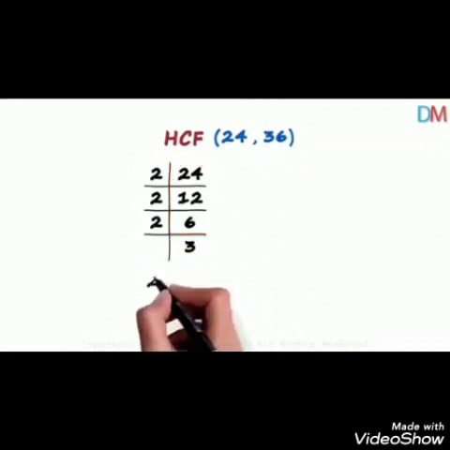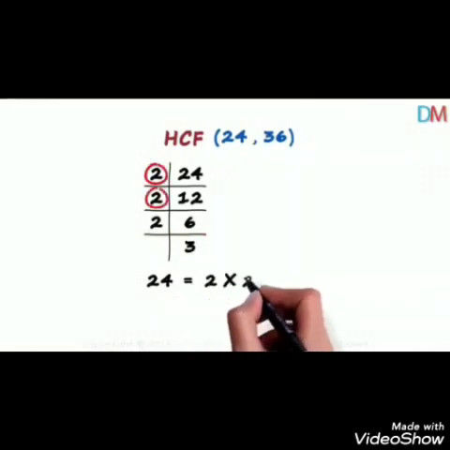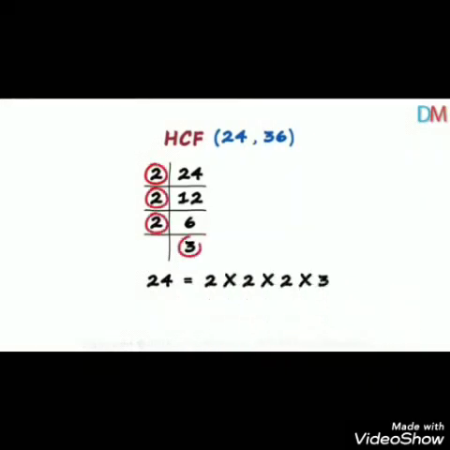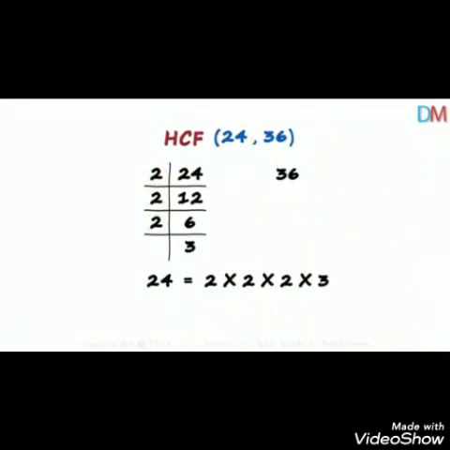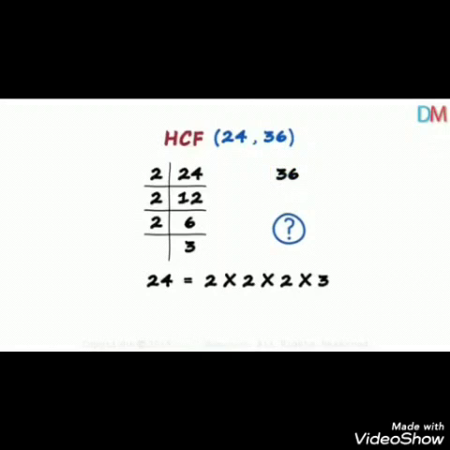This method is also called the L method. So you can note down all the prime factors received in the L shape. So 24 can be written as 2 multiply 2 multiply 2 multiply 3. In the same way you have to find out the prime factors of number 36. So how can we do it? You can try it out in your rough notebook also.